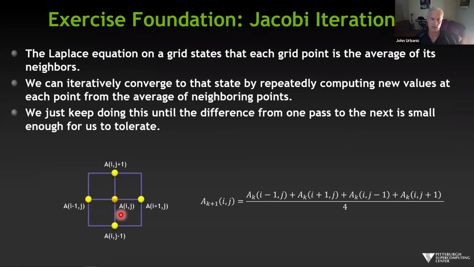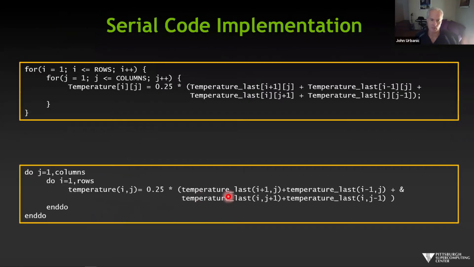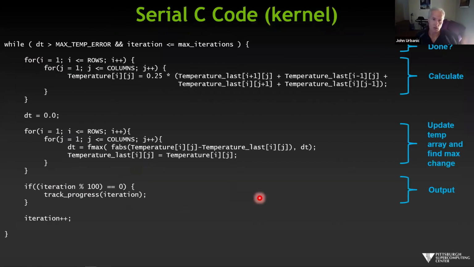So that is what temperature last is for. This is the last time step. This is our current time step that we're figuring out. And when we're done with our new time step, we'll just copy it to temperature last. As a matter of fact, this is what the code looks like. So here's the C code, the kernel, as we call it, or the scientific guts of the code.